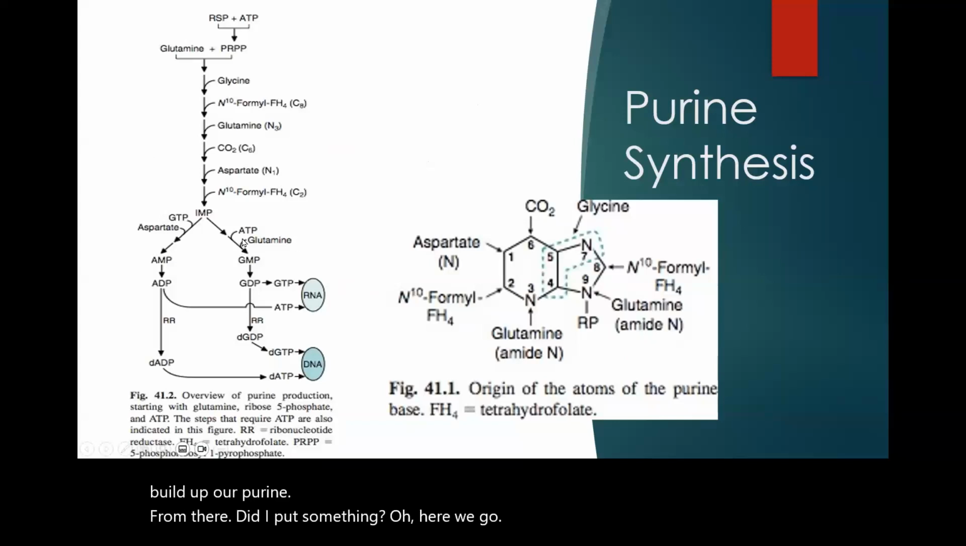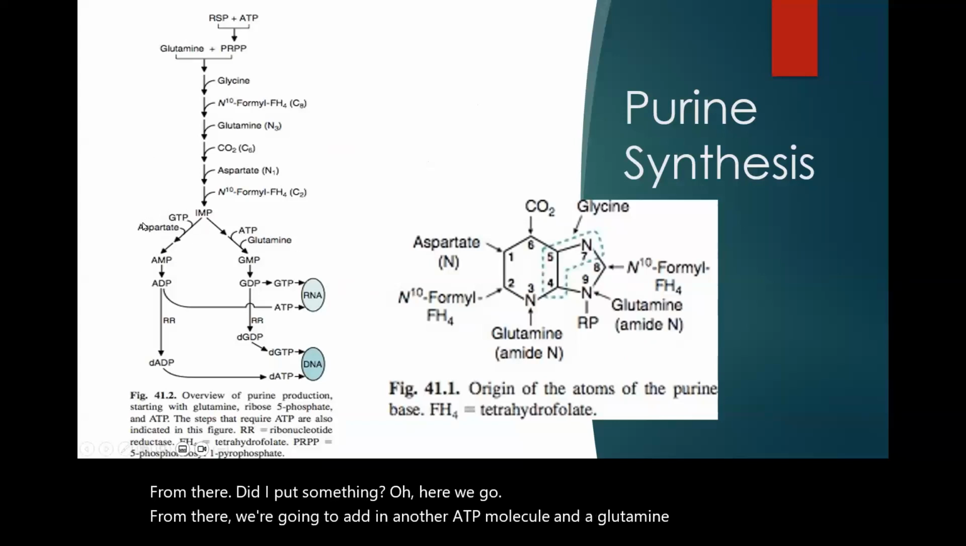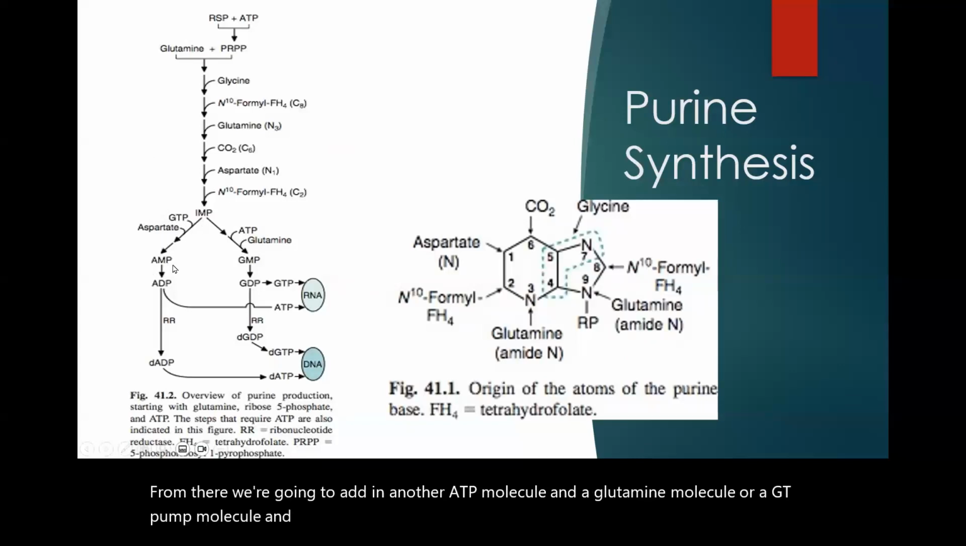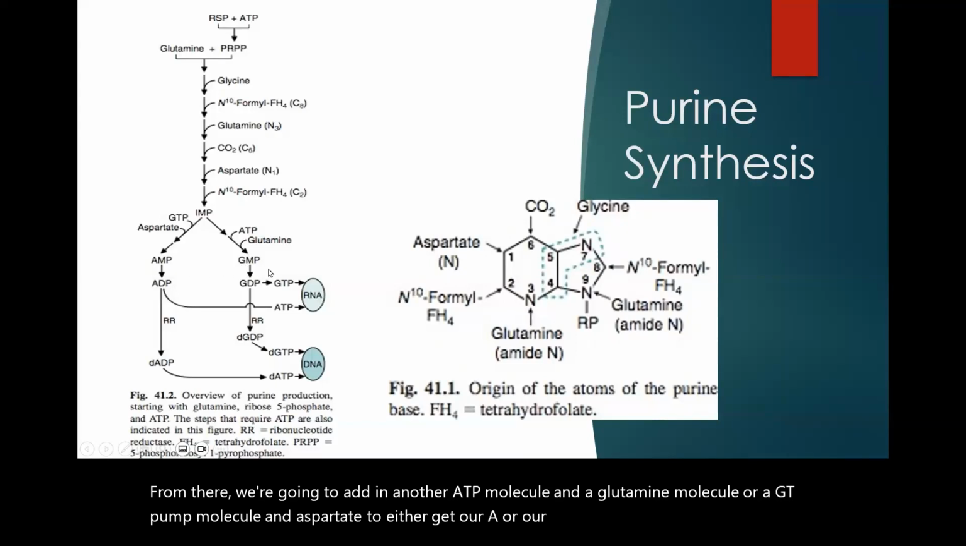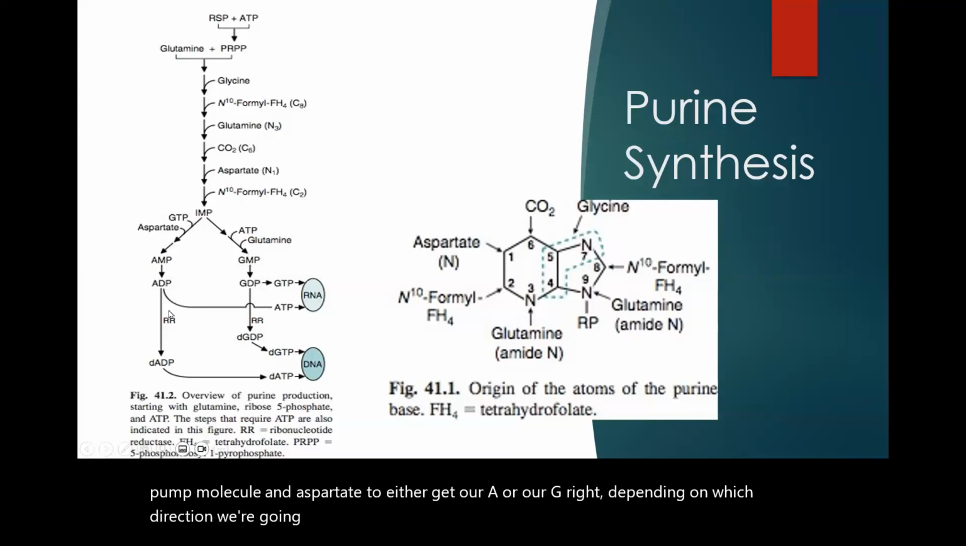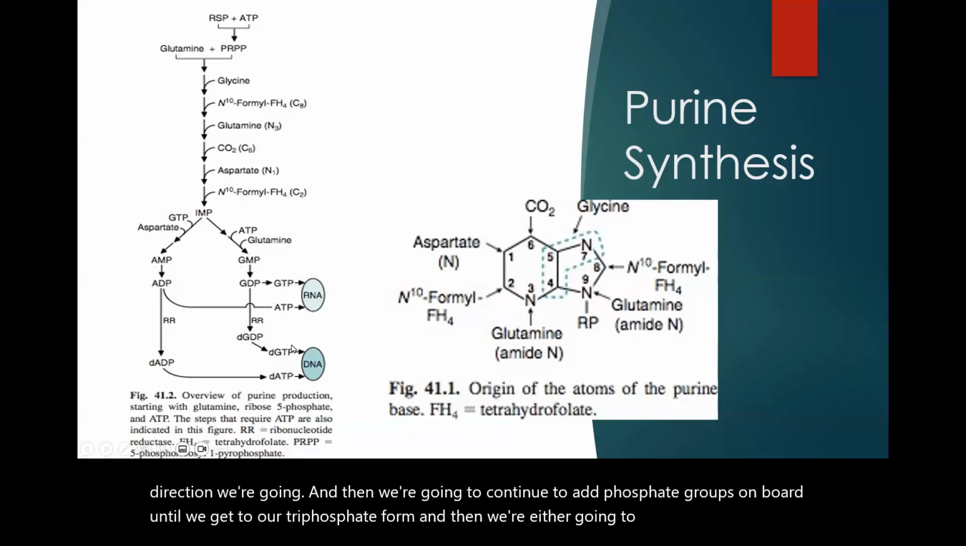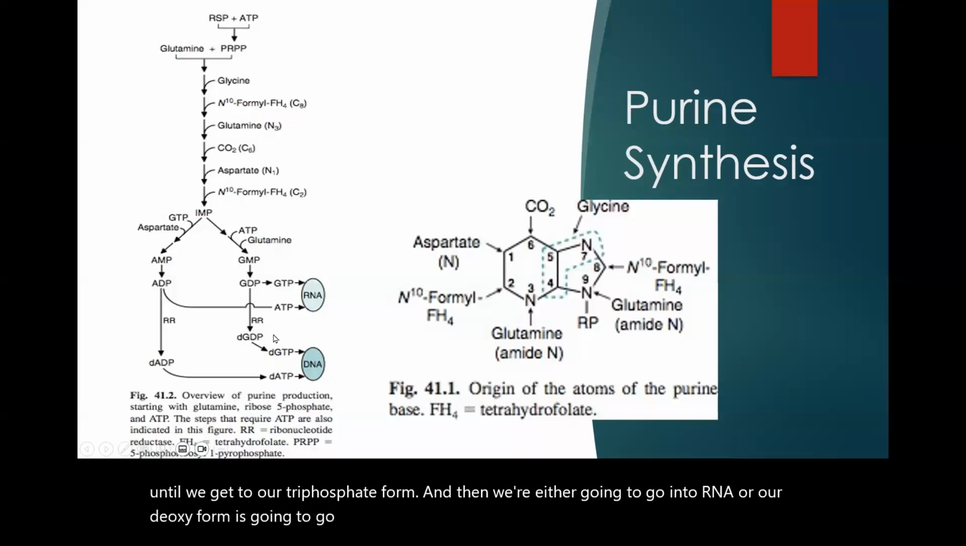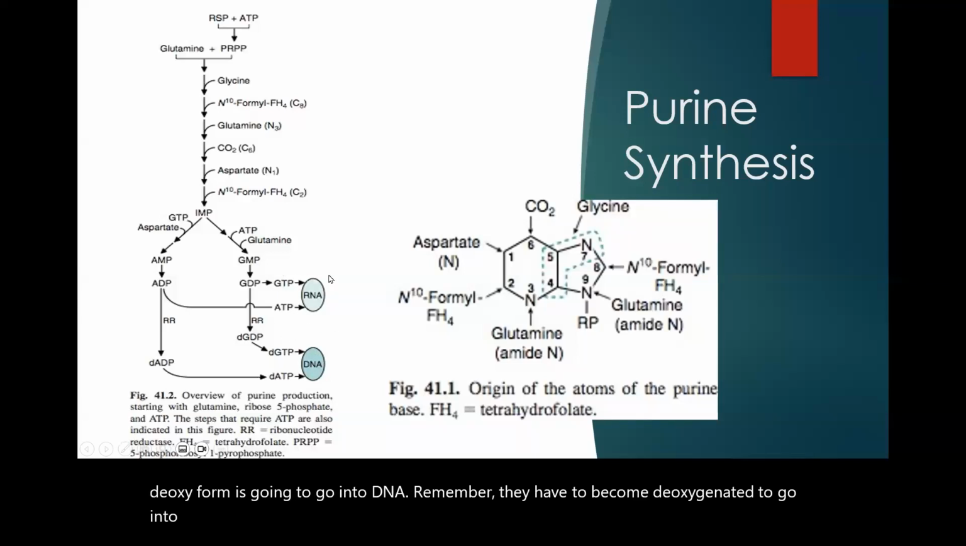From there, we're going to add in another ATP molecule and a GTP molecule and an aspartate to either get our A or our G, right? Depending on which direction we're going. And then we're going to continue to add phosphate groups on board until we get to our triphosphate form. And then we're either going to go into RNA, or our deoxy form is going to go into DNA. So remember, they have to become deoxygenated to go into DNA versus the non-deoxygenated form goes into RNA.